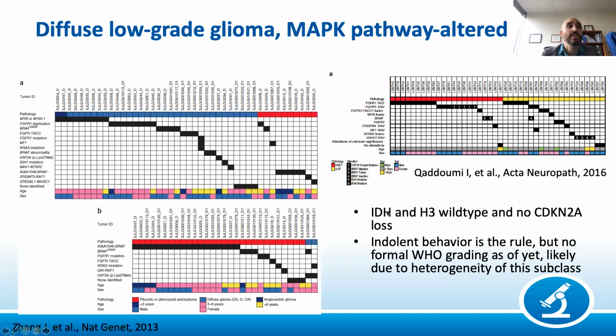It's important that these are really defined by what they are not. These are IDH-wildtype, H3.3 wild type, and there is no CDKN2A loss, which would suggest actually a higher grade tumor. And so indolent behavior is the rule for these, but there is no formal WHO grading as of yet, likely due to the heterogeneity within the subclass that I've mentioned already.